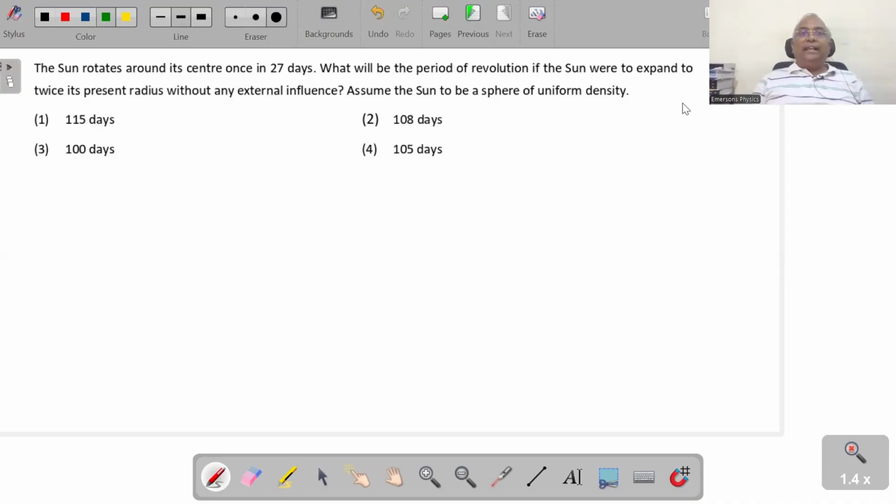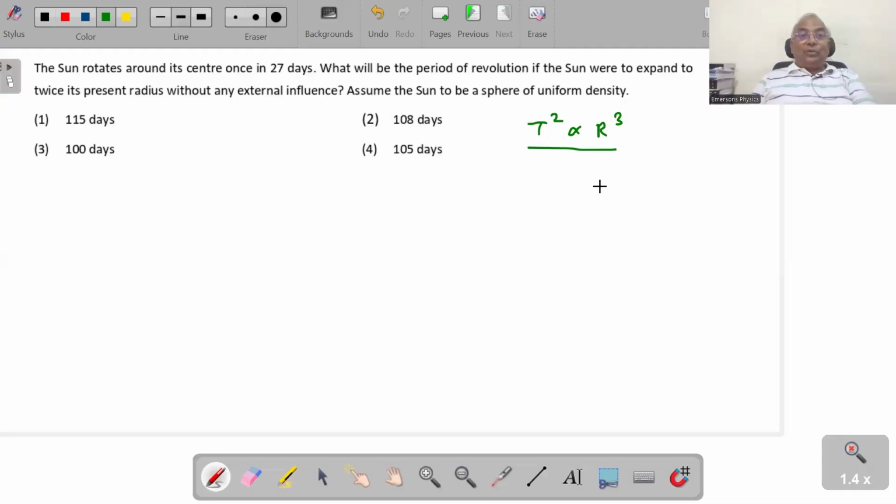The sun rotates around its center once in 27 days. What will be the period of revolution if the sun expands to twice its present radius without any external influence? Assume the sun to be a sphere of uniform density. We should be very careful. The confusion in this question is whether the square of the orbital period is directly proportional to the cube of r, whether to use r cube or not.